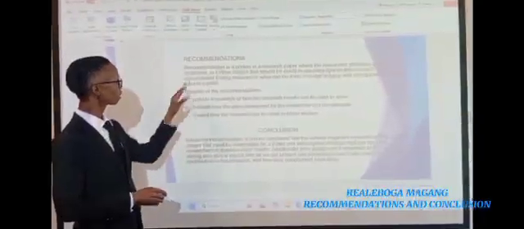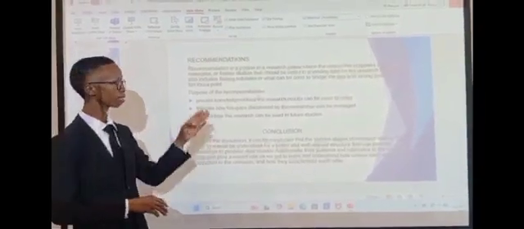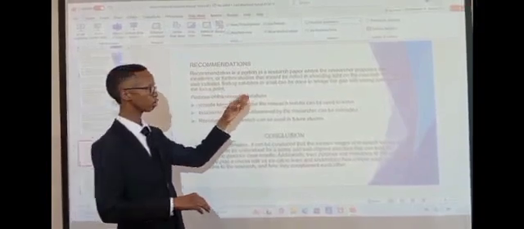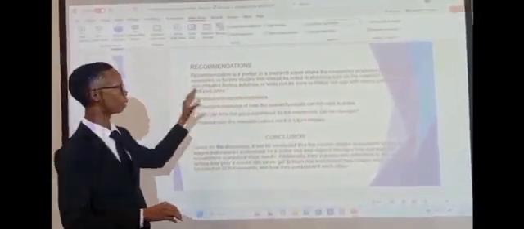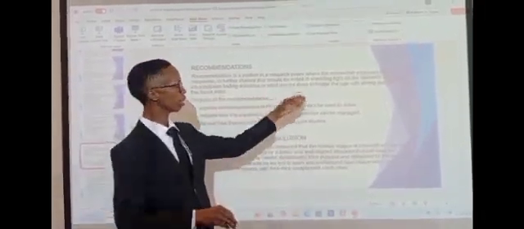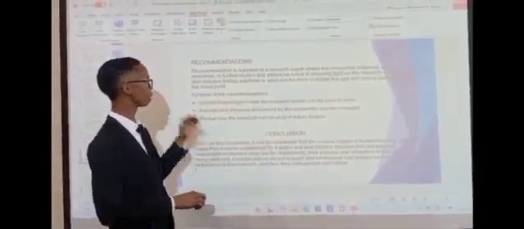I'll be taking over the recommendations. The recommendations are a portion in the research paper where the researcher comes up with the steps or measures that can be further highlighted from the research findings. It is also a stage where critical thinking is used to find solutions towards the gaps that have been found in the research, or to bridge the gaps that have been found in the research.